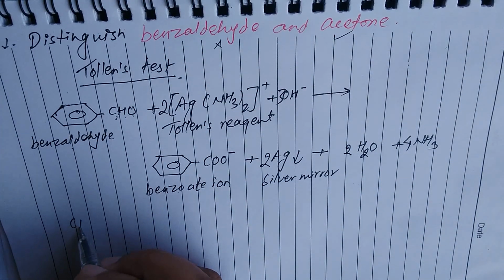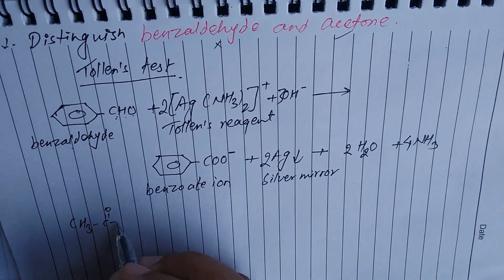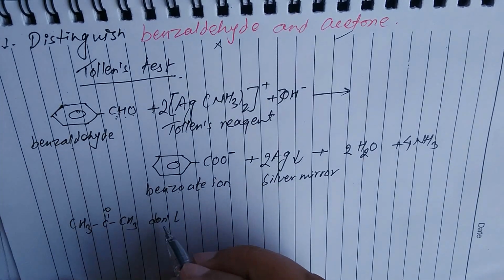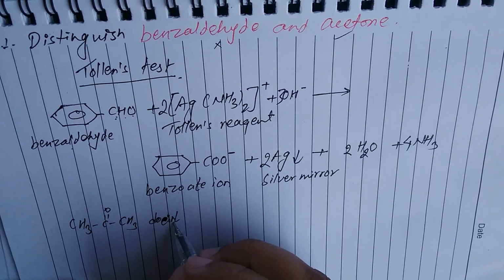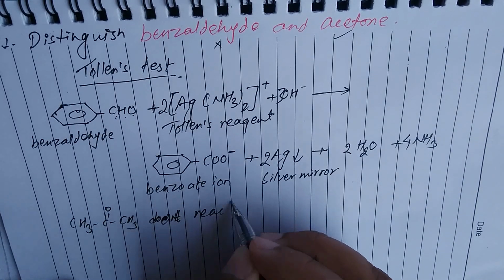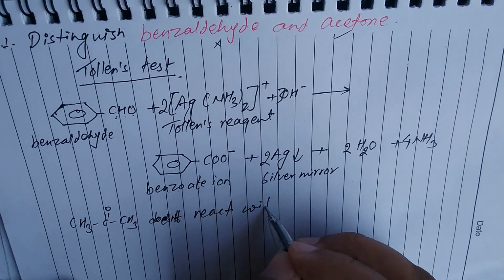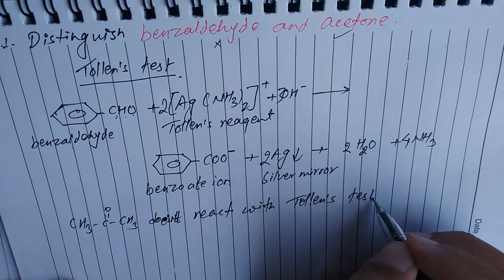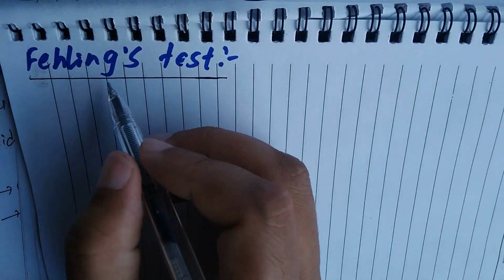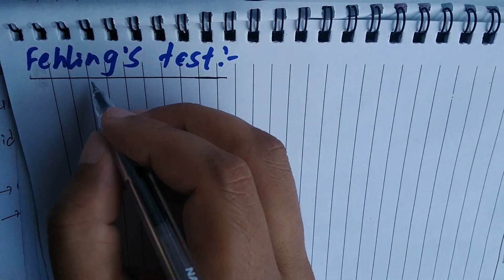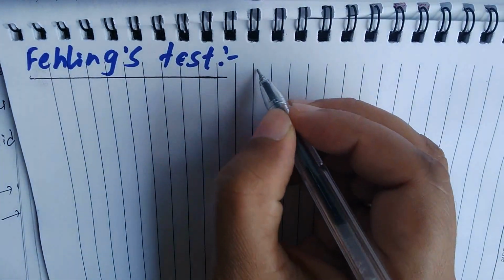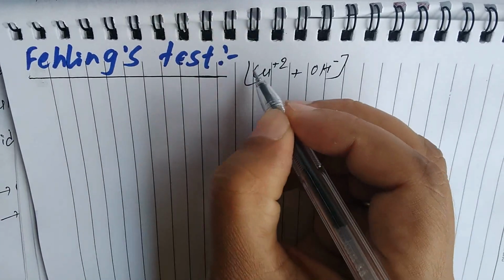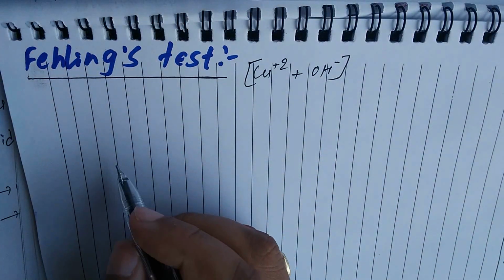But acetone does not react with Tollen's test. Here we are writing the Fehling solution, Fehling test. What is the Fehling's reagent we use here? Cu plus 2 plus OH minus. We have to use this reagent as a Fehling's reagent.